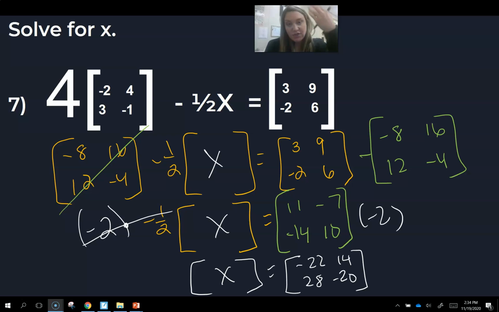Check your work with mine. The first thing we had to do was multiply my first matrix by the scalar of 4. Then I subtracted the entire matrix over. That's what's happening in the green. Then to get rid of my negative 1/2 that's now being multiplied, I multiply by negative 2. So negative 2 times negative 1/2 gives me a positive 1. Do that to both sides. That's my white. So my missing matrix is the matrix negative 22, 14, 28, and negative 20. How we do? Want to do it again? Because we are.